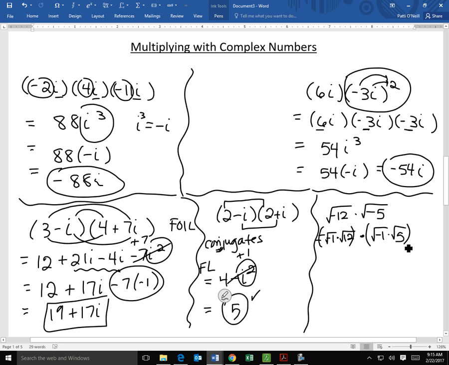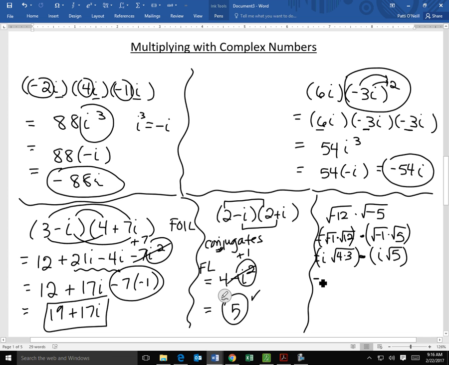The square root of negative 1 is equal to i. The square root of 12, we have to think about that. That's not a perfect square, but there is a perfect square within 12. That's going to leave us with, I believe, 4 times 3. So that's my first grouping. The second grouping is going to give me i, and the square root of 5 has no perfect square in it, so I'm going to leave it as the square root of 5.